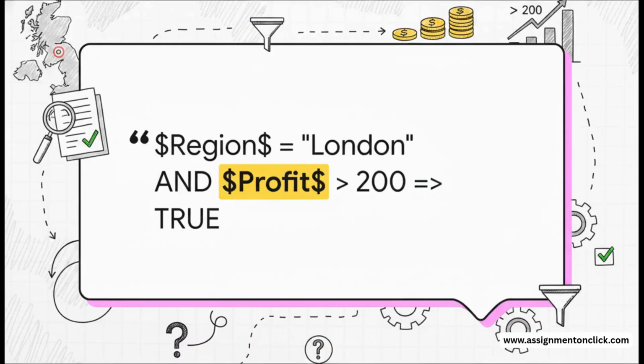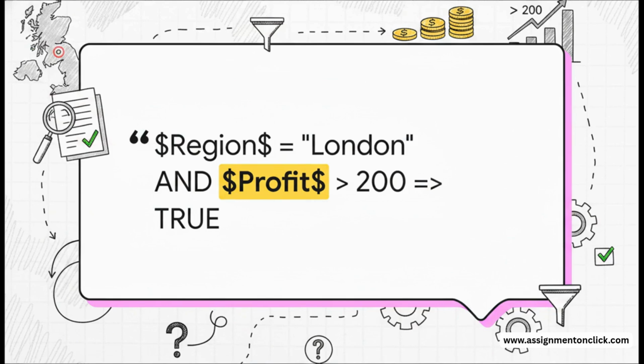The syntax here is actually really interesting. Look at how it elegantly combines two entirely different conditions. Region equals London, and profit is greater than 200 evaluates to true. We aren't just isolating our view by geography, and we aren't just filtering by financial metrics. We're actually fusing them together into a single, powerful rule. This perfectly ensures we only pass through highly profitable orders coming specifically out of London.